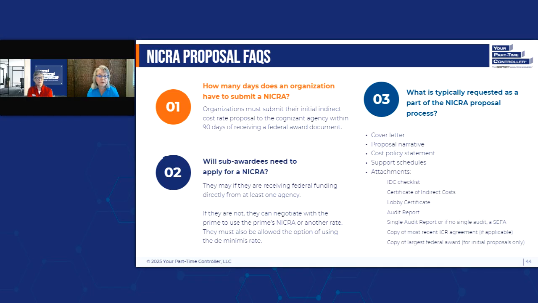Number 2, will subawardees need to apply for a NICRA? Sometimes, if they are receiving federal funding directly from at least one agency. If they are not, they can negotiate with a prime to use the prime's NICRA or another rate, or they must be allowed the option of using the de minimis rate as well. And number 3, these are just the items typically included in the proposal packet as discussed on the previous slide.